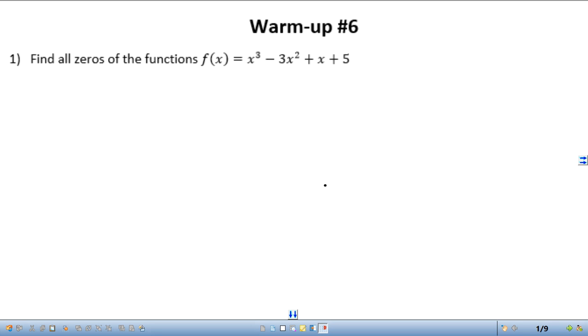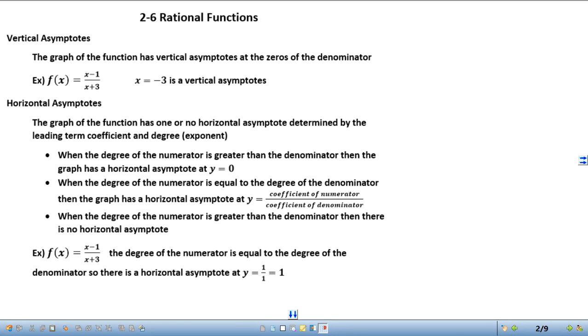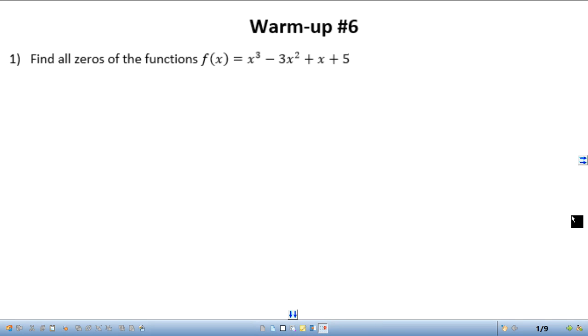This is Mr. Langston, and I am coming at you tonight, which is September 18th, and we are doing section 2-6, which is rational functions, I believe. I'm trying to remember. Yep, rational functions. So we have this warm-up here, which is find all the zeros of the function. To do this, you're going to use the rational root theorem, which you guys learned in section 2.5.